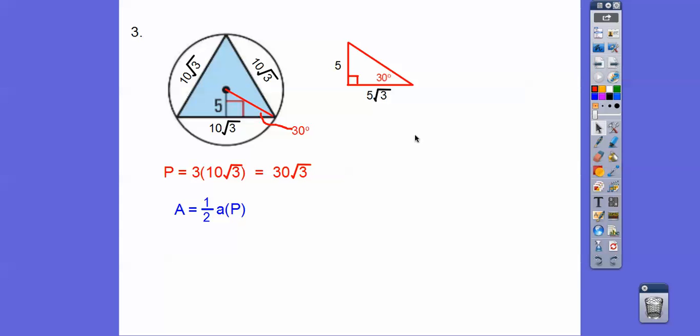Okay, and so 1/2 the apothem times the perimeter. So this is going to be 5 times 30√3. And we get 75√3 square units. That's the exact answer right there on that guy.